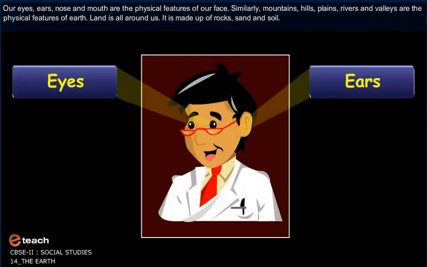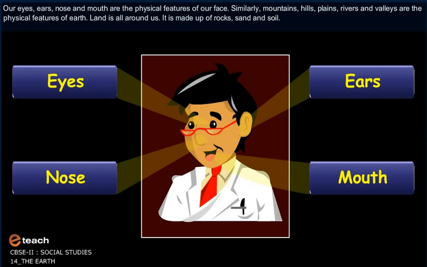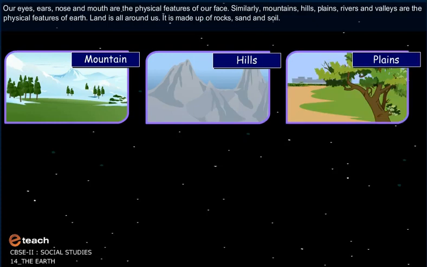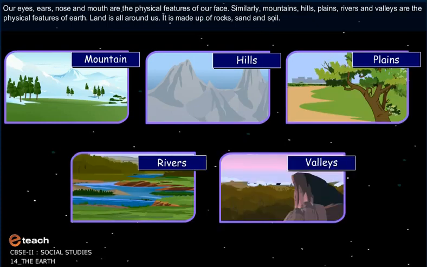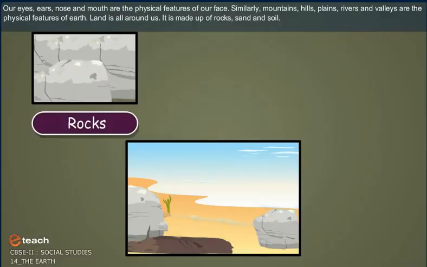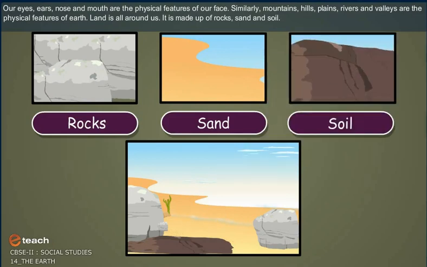Our eyes, ears, nose, and mouth are the physical features of our face. Similarly, mountains, hills, plains, rivers, and valleys are the physical features of Earth. Land is all around us. It is made up of rock, sand, and soil.